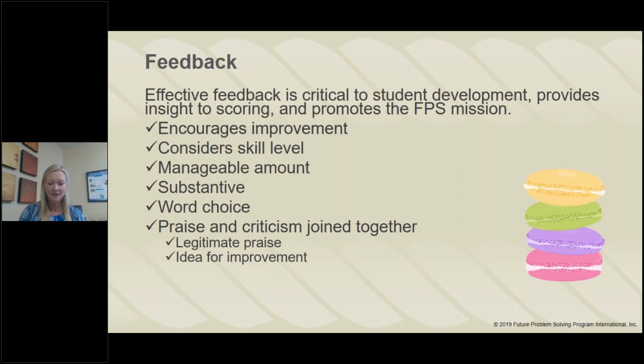We want to find that great balance of praise and criticism together. We want our praise to be legitimate. We might say things like, "You did a great job at following the formula for the underlying problem. Next time, try to focus on the charge a little more closely." So you see how we wove together praise that really matched what the kids did well. They followed the format of the underlying problem, and then go ahead and give them a way to improve. Maybe they scored low on that underlying problem because they weren't directly connected to the charge.